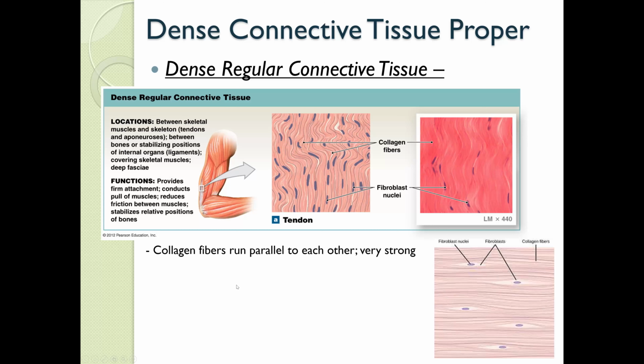So in this type of tissue, the collagen fibers run parallel to each other, and that makes it very strong. Remember that if you pull on one end of a collagen fiber and pull on the other end, it actually has a strength greater than that of steel.